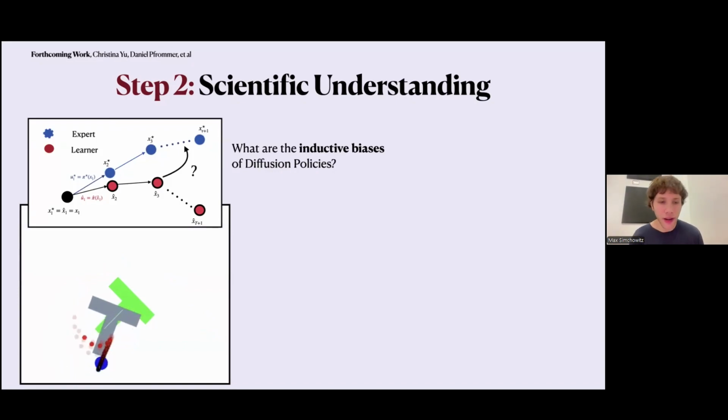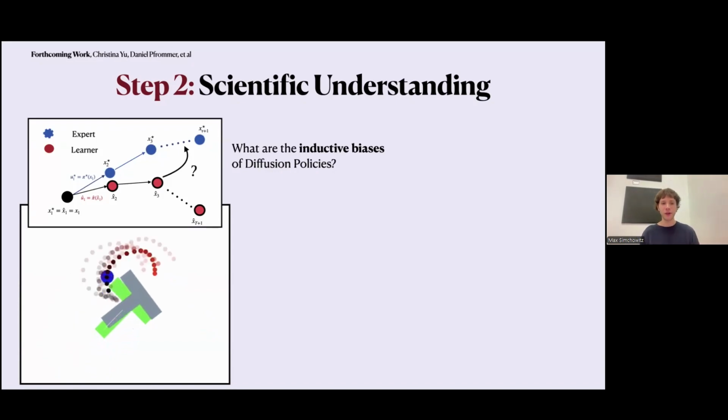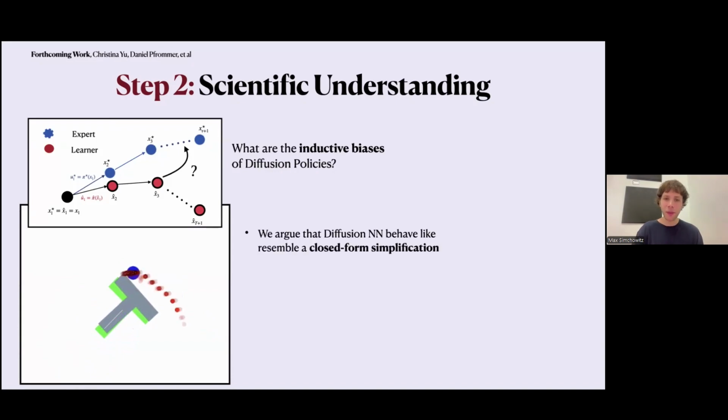This is the push-T environment from one of the original diffusion policy papers. And what you see visualized is the distribution of trajectories predicted by the diffusion model. And these distributions can be rather diverse in kind. And what we find is a couple of interesting things. So the first is we're able to show that this diffusion neural network, which is rather complicated, can be represented by a closed form simplification that admits analysis.